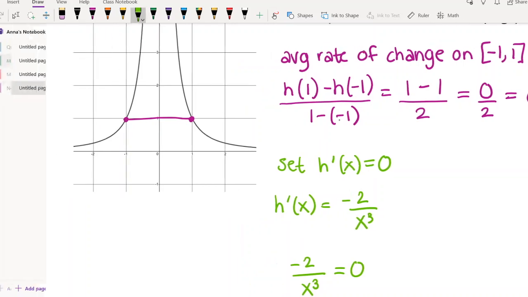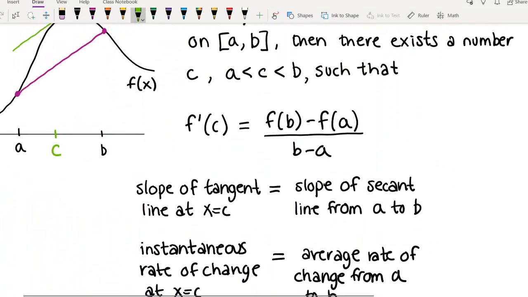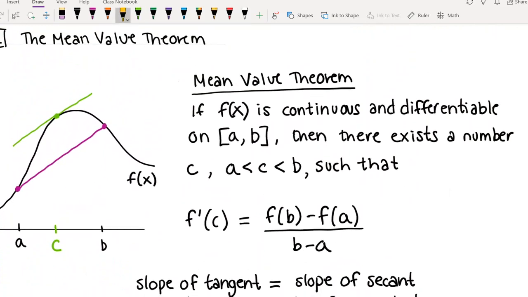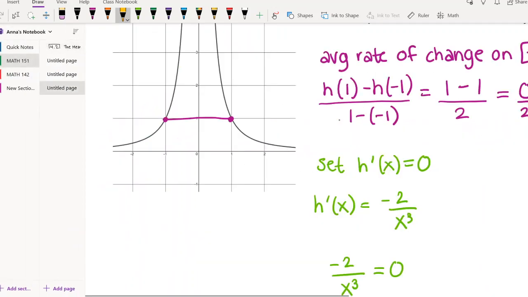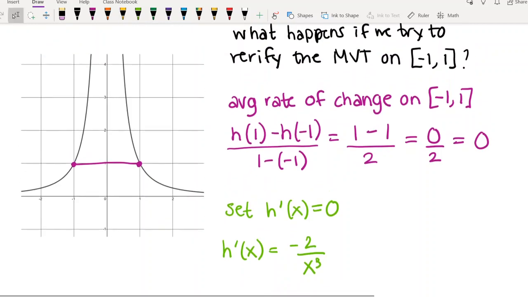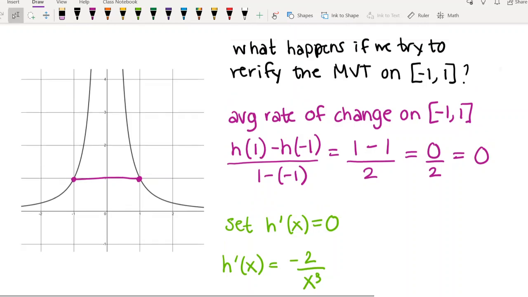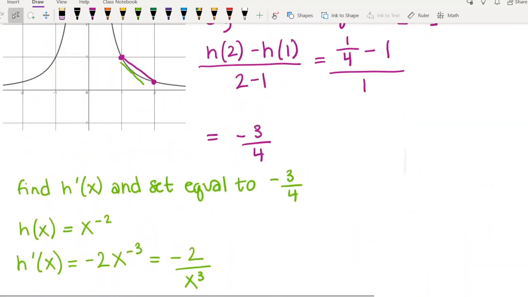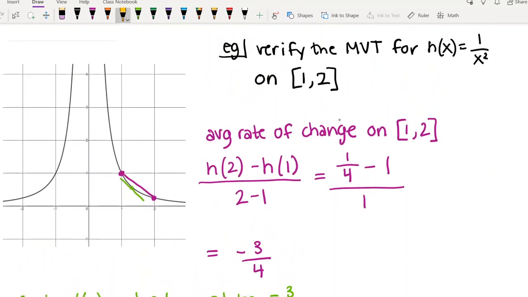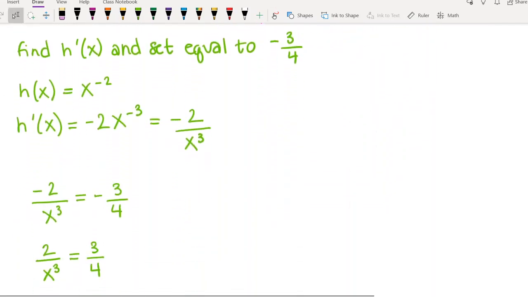If we go back to the mean value theorem, notice that we started by saying if f of x is continuous and differentiable on an interval. If we go back to this example we were just looking at, this function is not continuous from negative 1 to 1, right? It has a vertical asymptote between negative 1 and 1. It was okay for the other example we did because this function is continuous and differentiable between 1 and 2, but it's not continuous and differentiable between negative 1 and 1.